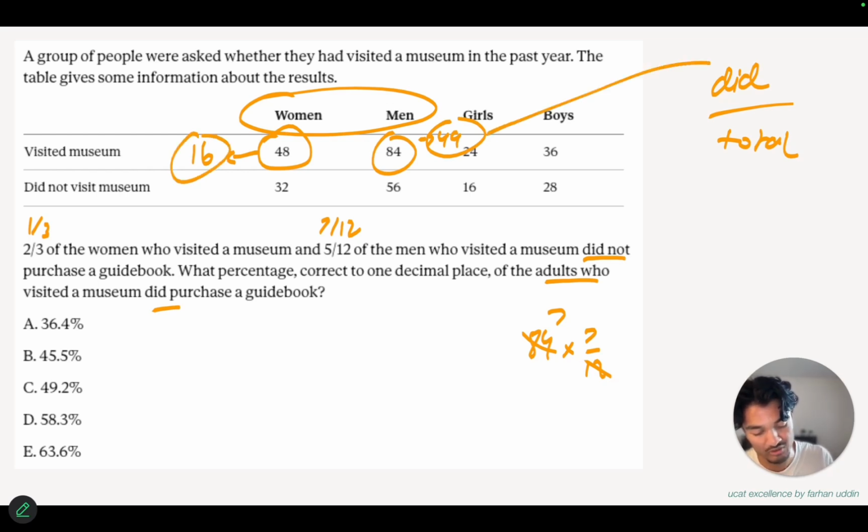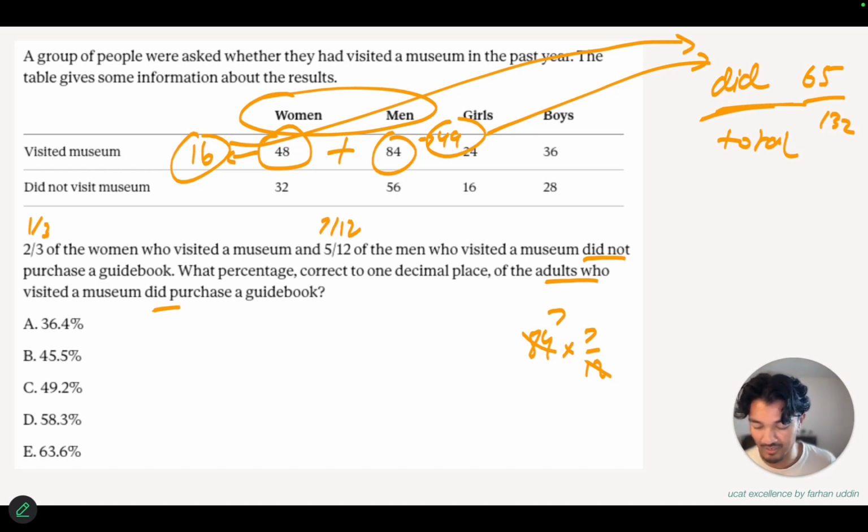So we can pop that straight into here. So 16 plus 49 gives 65. And then the total number of people is 48 plus 84. So that's around 132. So I can't do that in my head. So 65 divided by 132 on the calculator gives us 0.492, or in other words, our answer of C here, 49.2%.